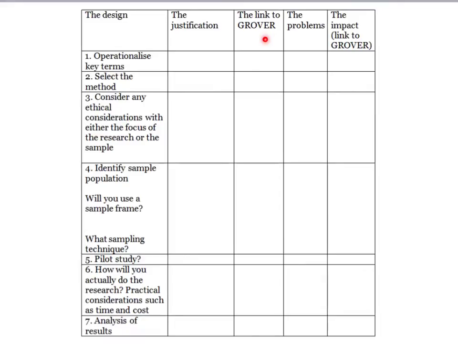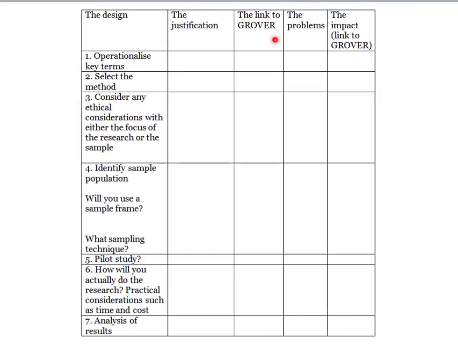So when you're talking about your method and the way in which you're going to do your research, always think about issues of generalizability and representativeness, and those issues will be particularly important when you're talking about sampling. Talk about objectivity, which is all about researcher bias. Talk about validity, which is about the truthfulness and accuracy of your research method. Talk about ethical issues, which we've mentioned, and also talk about reliability.